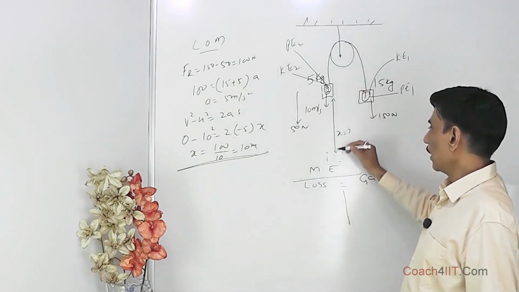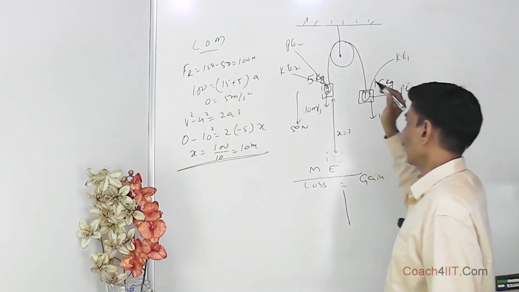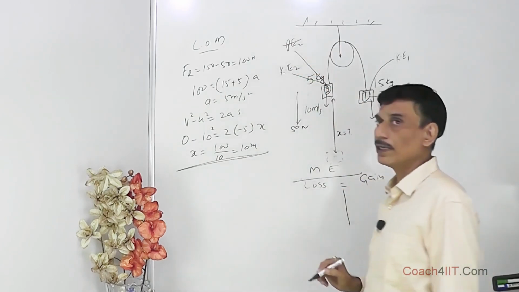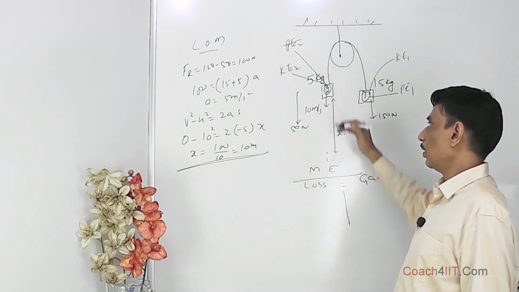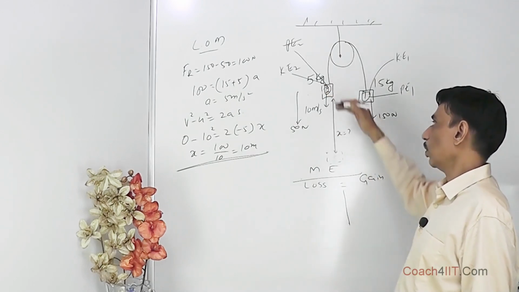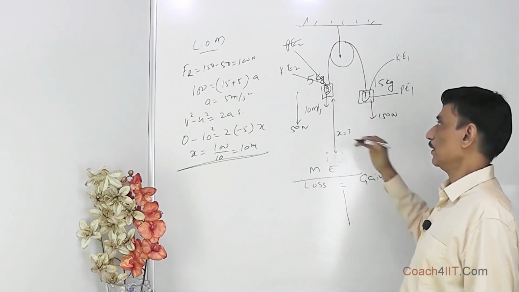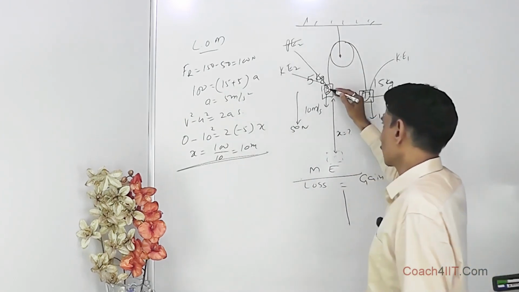It goes from here to here. When it goes from here to here, let's talk about PE2. So when it has gone down, obviously the potential energy has been lost. It has lost height, it has gone down. So potential energy has been lost by this block. So what is the loss?